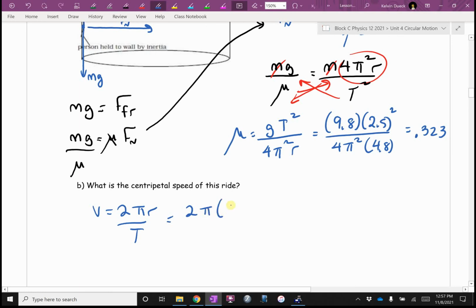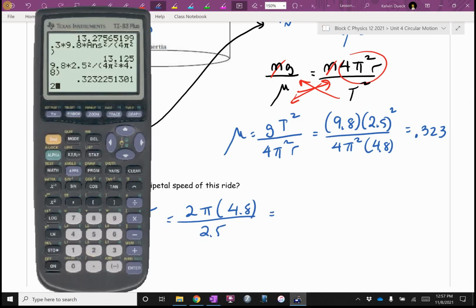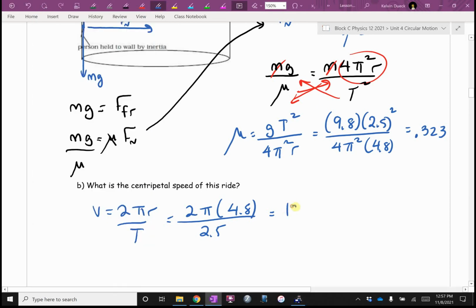2 pi times 4.8 divided by 2.5. Remember, this is just distance over time in disguise. The circumference is the distance, and the period is the time. 2 pi times 4.8 divided by 2.5, and I get a centripetal speed of 12.1 meters per second.